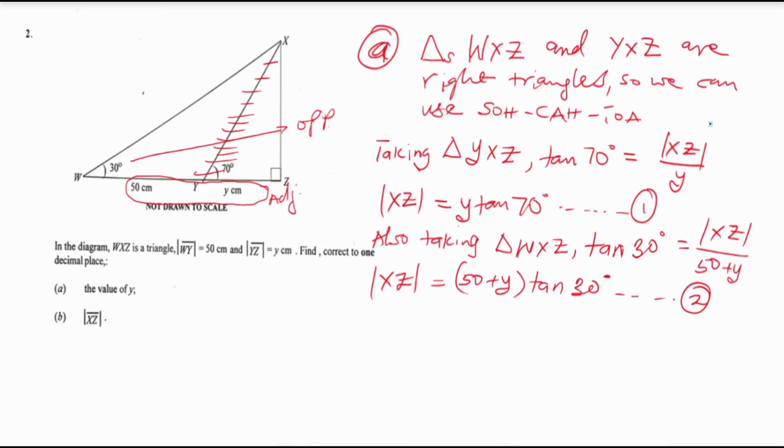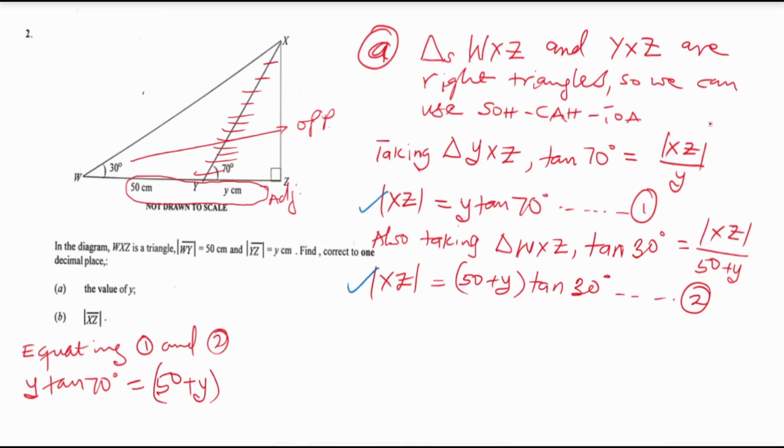But when you take a closer look at equation 1 and equation 2, you can see that both of them are the length XZ. So that means we can equate them. Equating equations 1 and 2, we have y tan 70 degrees equal to (50 plus y), in parentheses of course, tan 30 degrees. It's very necessary to put it in parentheses, because if you don't, only the y will be multiplying the tan 30, and that will affect your final answer.